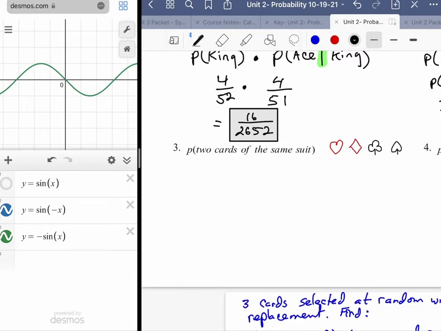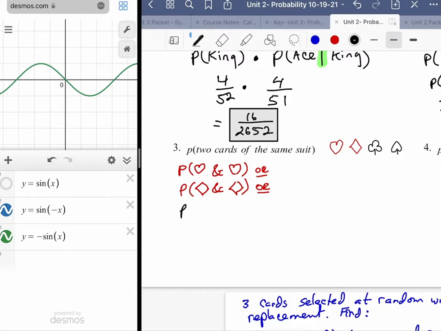We want two cards of the same suit, right? So what that's saying, and this is kind of a hidden "or" situation, is find the probability of getting a heart and a heart, or a diamond and a diamond. Poor quality diamond, but I'm going to live with that.